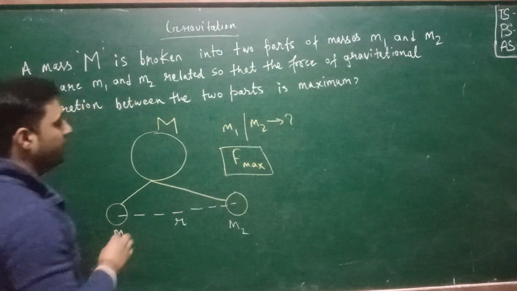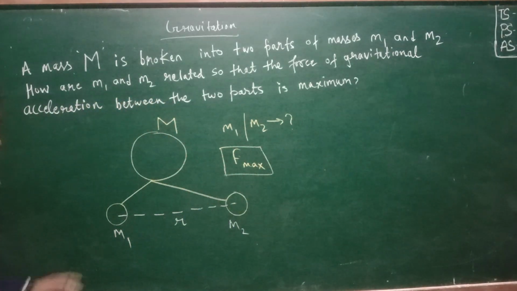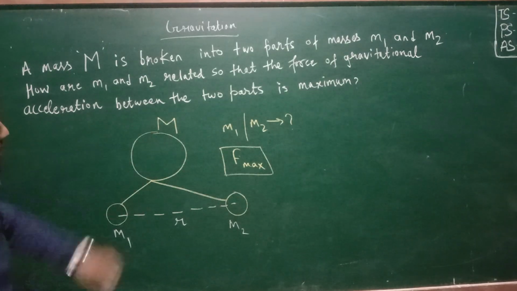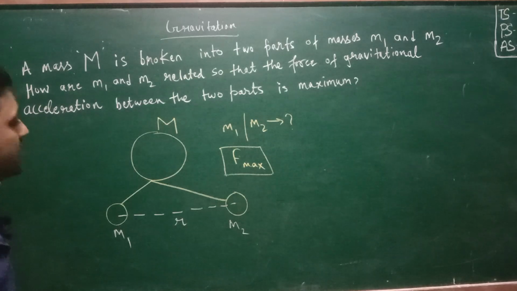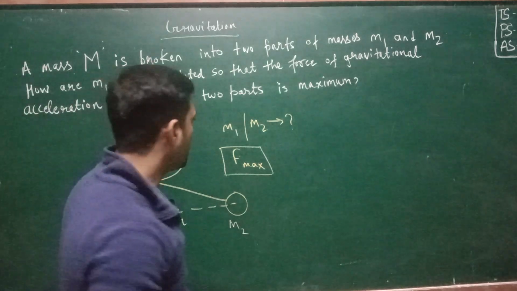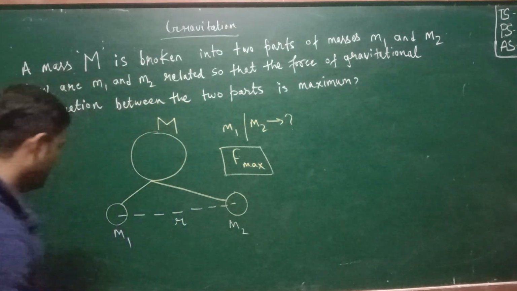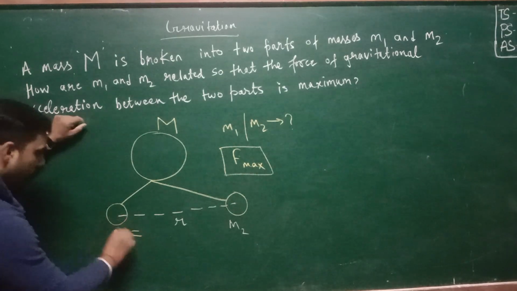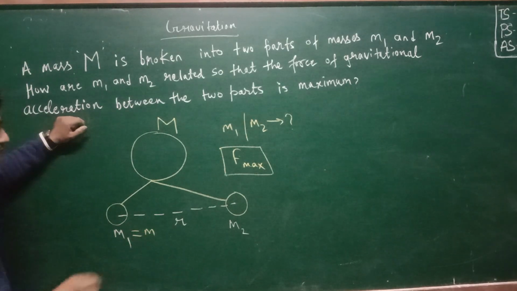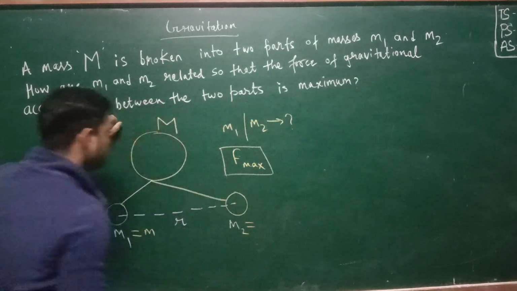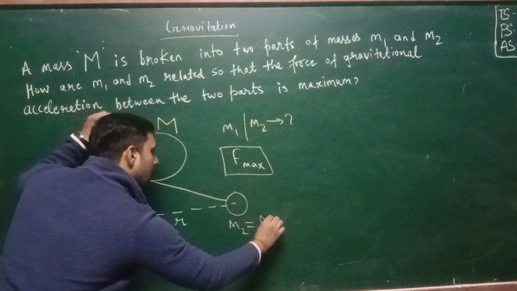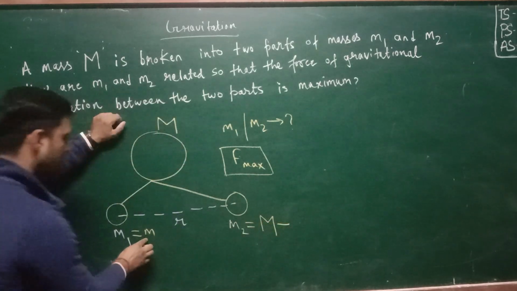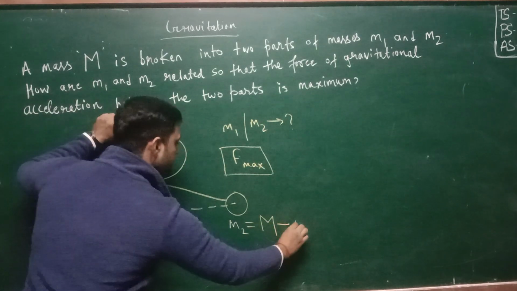In order to have maximum gravitational force between the two masses, how do we have to break this bigger mass into m1 and m2? Basically we have to establish a relation between m1 and m2. So let's say the mass of the m1 part is m dash. So obviously the mass of m2 will be the mass of the bigger sphere minus m dash.